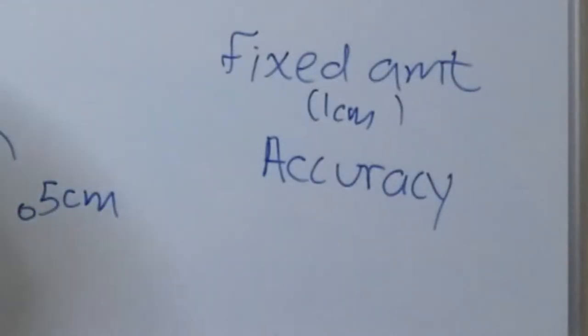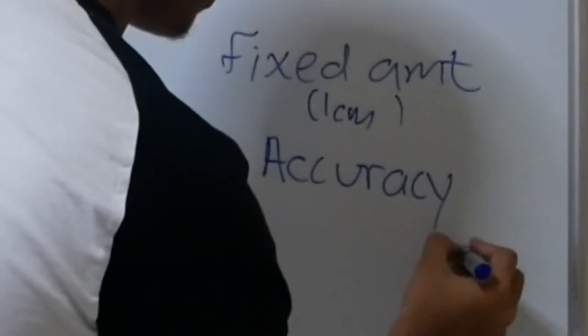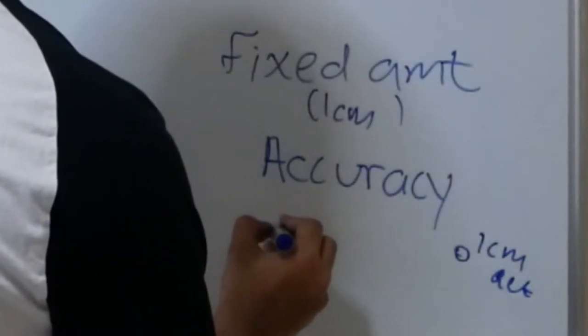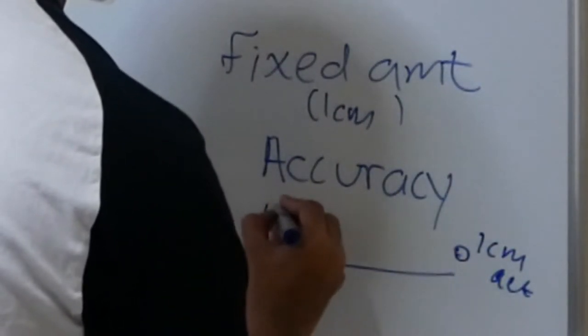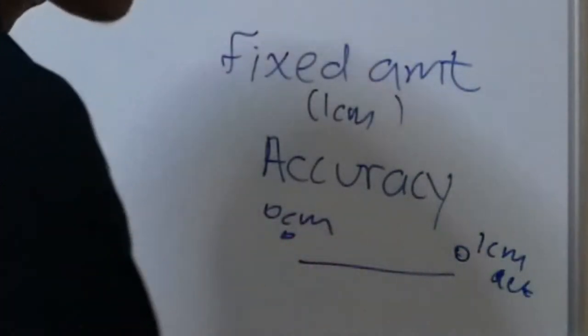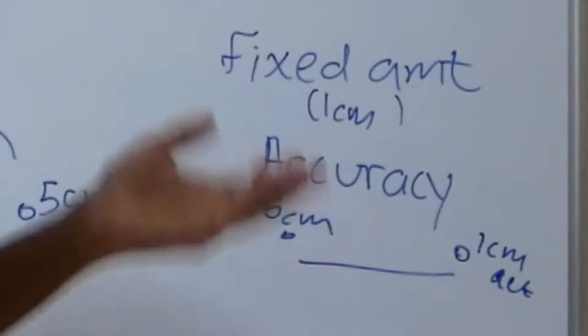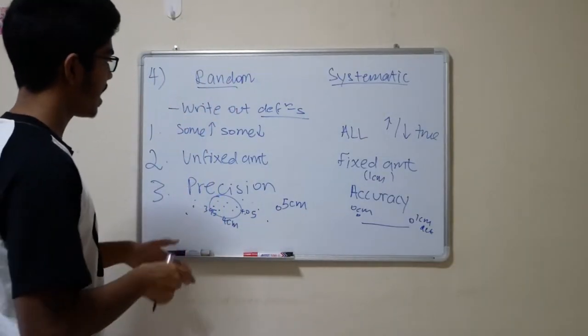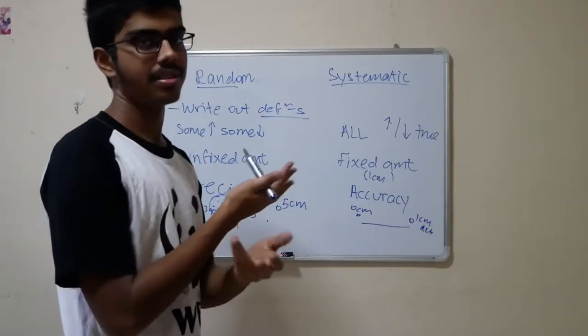Okay? The systematic errors affect the accuracy. Your actual reading could be like 1 cm, okay? But your readings are literally like 0 cm and are super far away. So that means there must be some systematic error. Alright guys, these are the three differences. And if you guys panic, just write out the definitions and just move on.